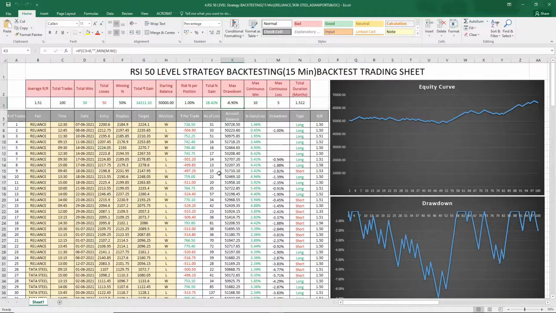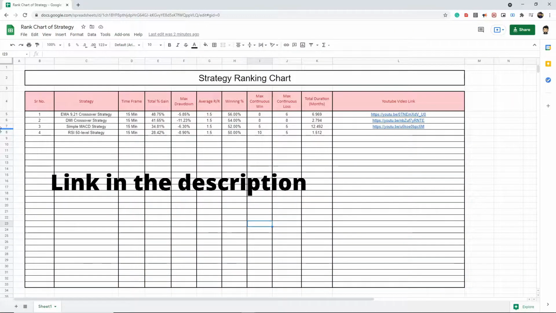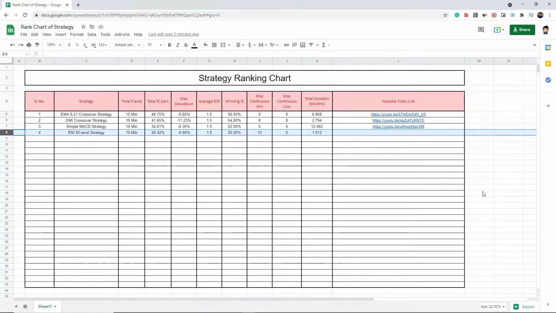So I have added this strategy in the Google Sheet, link in the description. And this takes the fourth and last position in the list. You can check the list and review or rewatch any specific strategy you like.